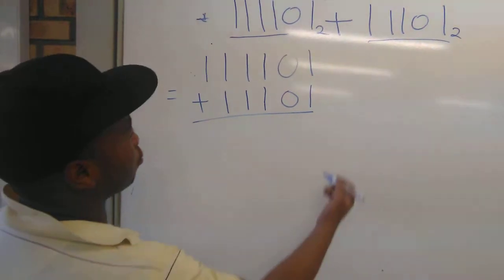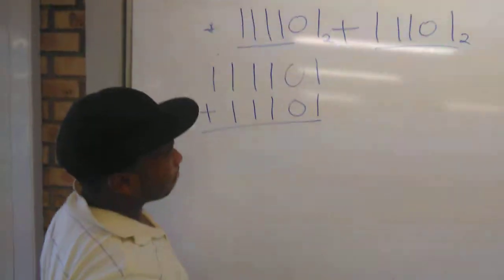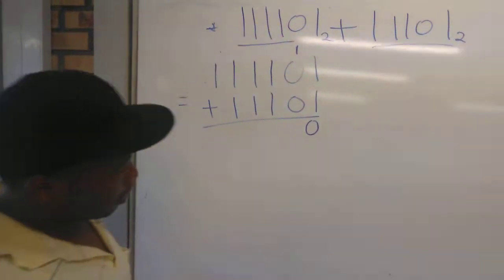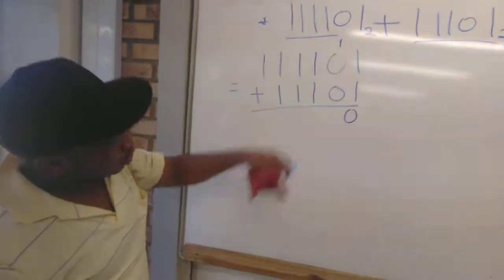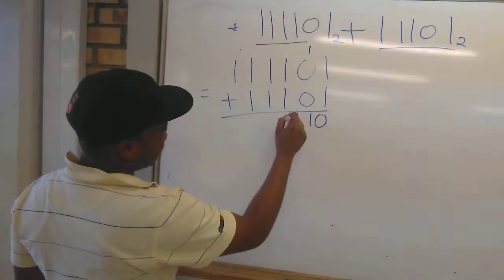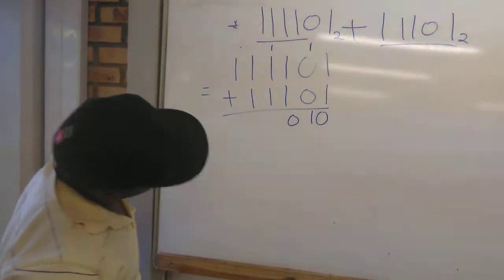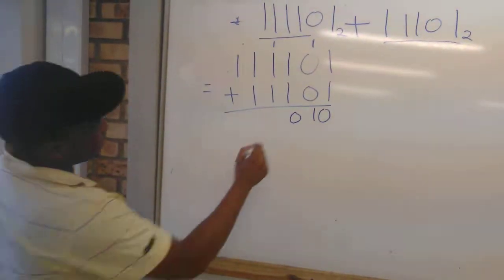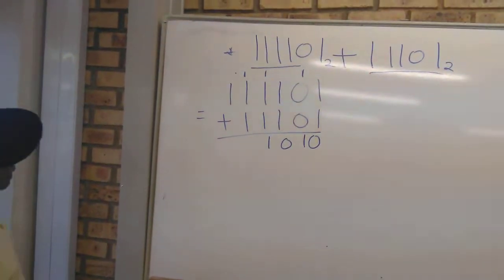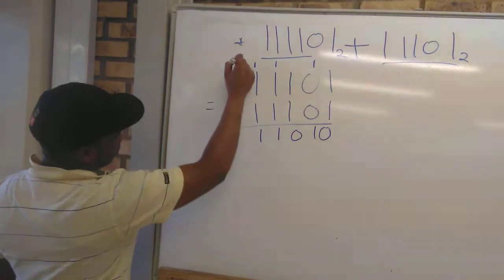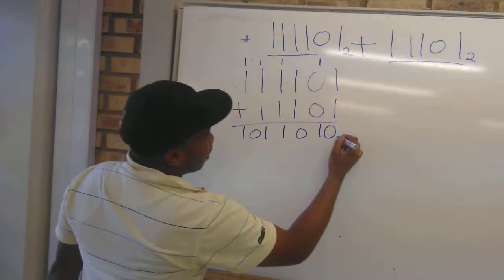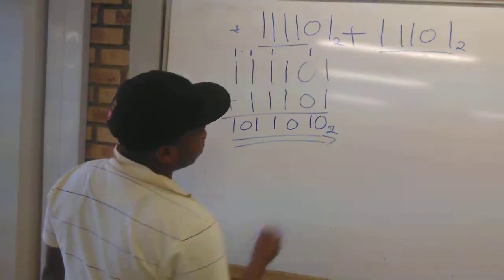So the first thing is 1 plus 1. The answer is 10. I write 0, carry the 1. 1 plus 0 plus 0, the answer is 1. 1 plus 1, the answer is 10, carry the 1. 1 plus 1 plus 1, the answer is 11, you write 1, you carry the 1. 1 plus 1 plus 1, the answer is 11, you write 1, you carry the 1. 1 plus 1, the answer is 10, you write it. This is your final answer.